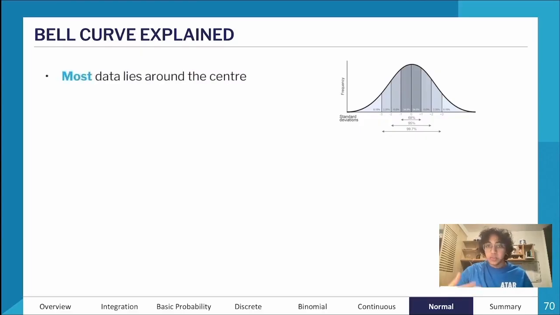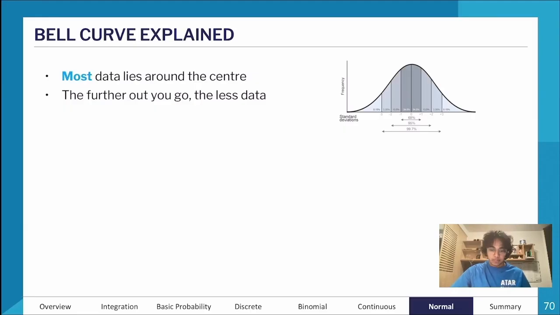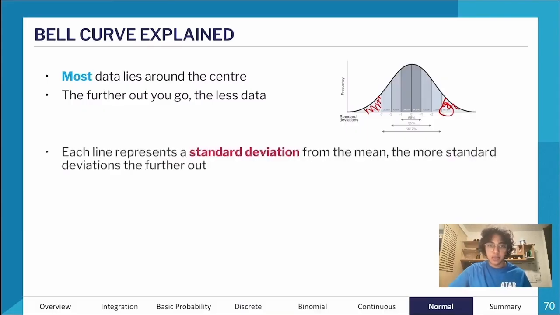With the bell curve, most of your data lies around the mean. You can see within just one standard deviation, you already capture 68%, and within 2, you already capture 95%. So a lot of your data is centered around the mean. The further you go out, you can see in these small pockets, you've only got 0.15%. So tiny bits. The further you go, the less data you have.